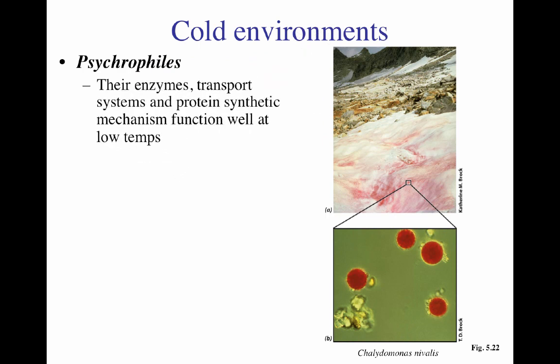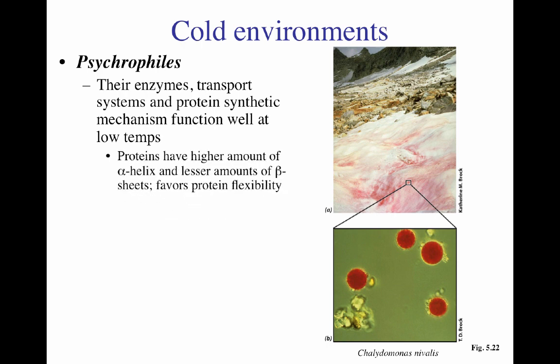So for example, let's take a psychrophile, which are organisms loving cold environments. Their enzymes, their transport systems, and the protein synthesis all function well at low temperatures. For example, the proteins are going to have a higher amount of alpha helices and lesser amounts of beta sheets, which is going to make that protein more flexible even at low temperatures. They're going to have more polar groups and fewer hydrophobic amino acids in their molecules, which also increases flexibility.